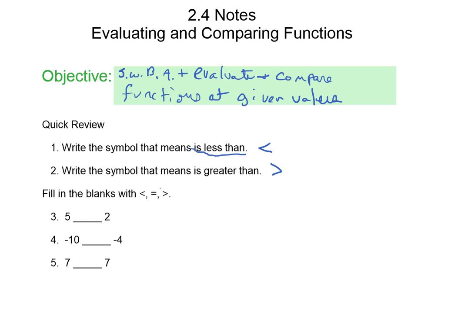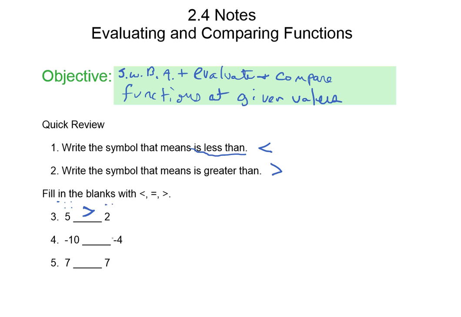All right, so let's fill in the blanks with less than, equal to, or greater than. Go ahead and pause the video right now and fill in the blanks for which ones are greater than, less than, or equal to. Okay, so let's see. 5 is less than 2? No. 5 is equal to 2? No. 5 is greater than 2. There are 1, 2, 3, 4, 5 dots, and over here there are only 2.